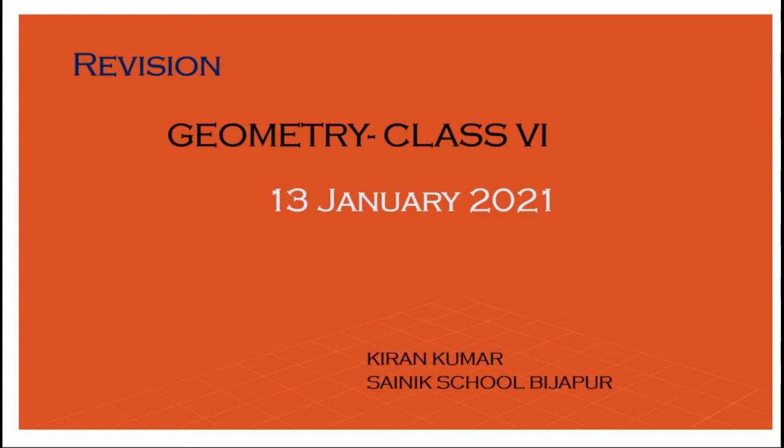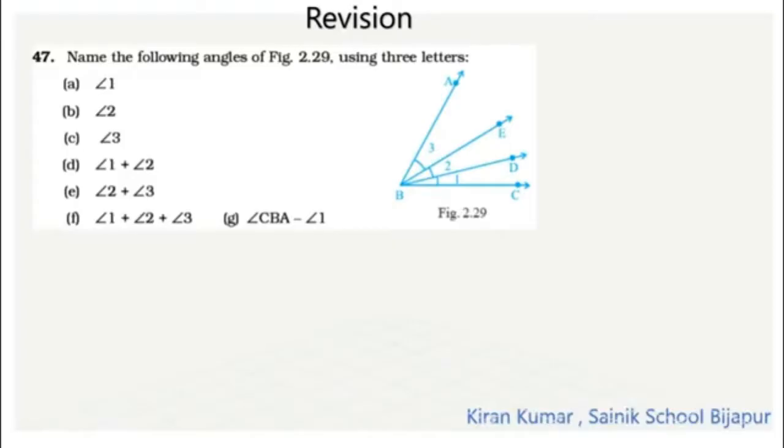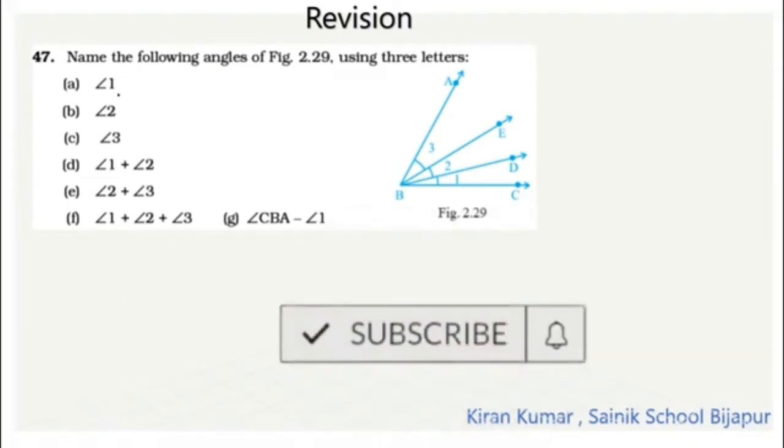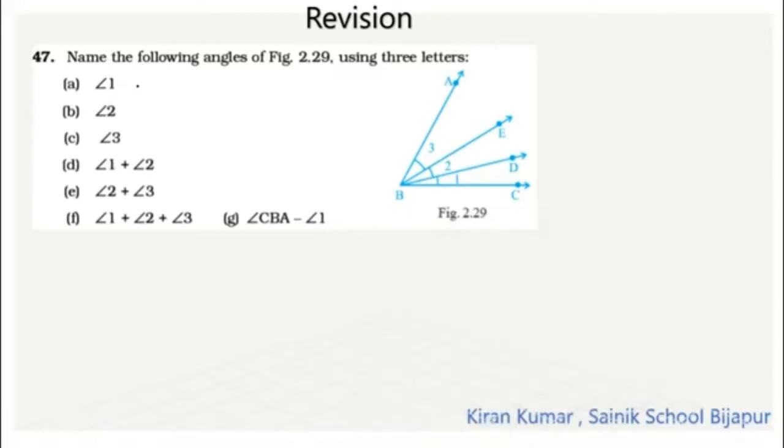Question 47 is, name the following angles of figure 2.29 using three-letter notation. They have mentioned the angles here. We need to name those angles. Angle 1, it is same as angle CBD or else DBC. So I can write this as angle CBD.